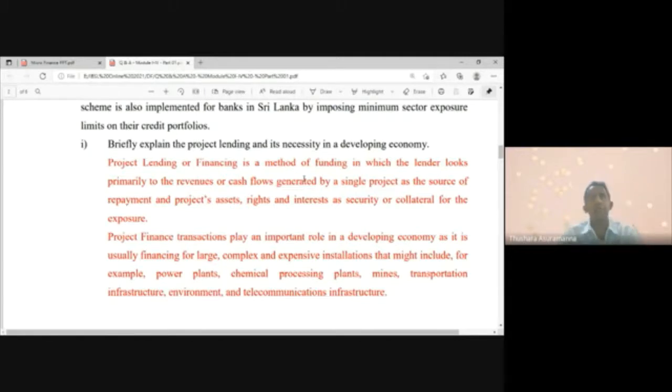How do you see this answer? Any thoughts? First, he defined this thing. Second, he mentioned about the importance. Any thoughts? If you are an examiner, are you willing to give 5 marks for this question? Answer. Lavan, Samindri, Ravi, how do you think?